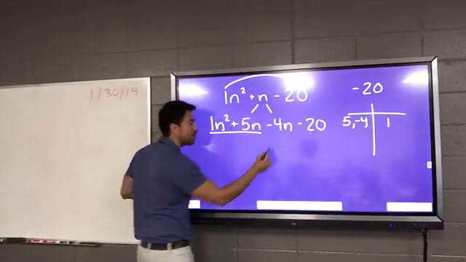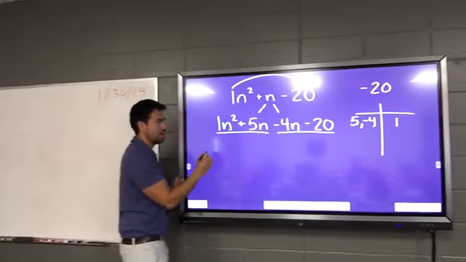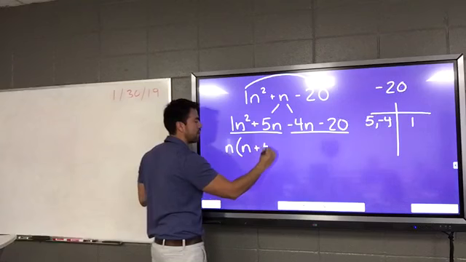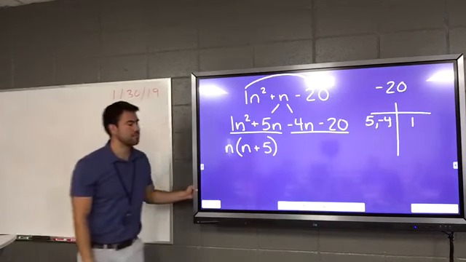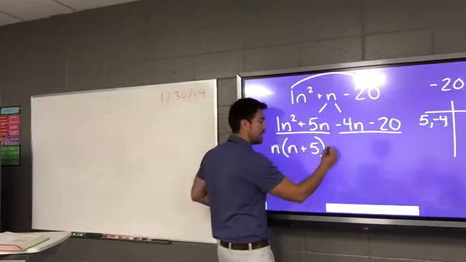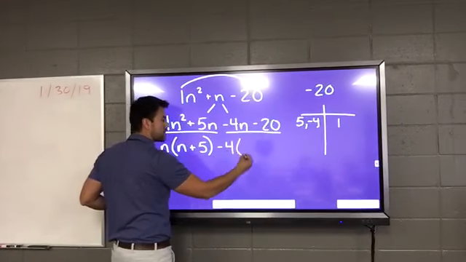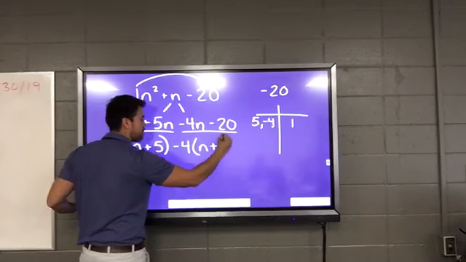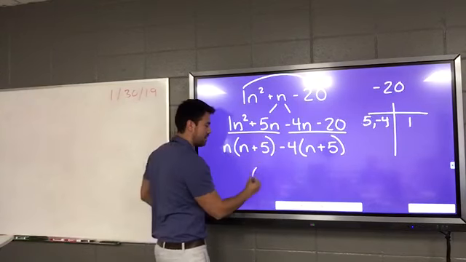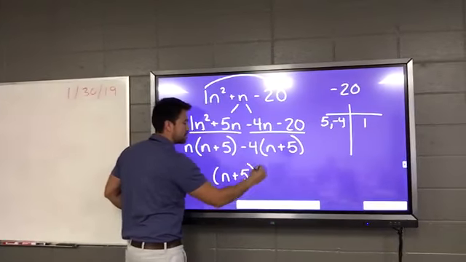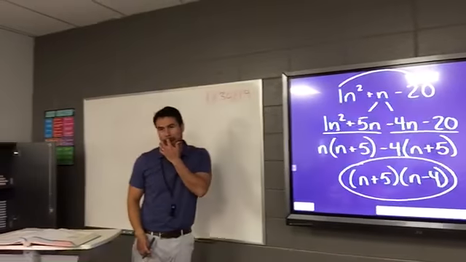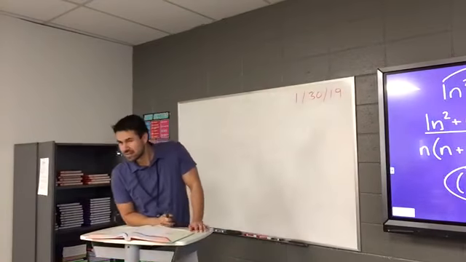What's the GCF here? Let's start with the first. 1n, I'll just put n. And what's left behind? N plus 5. And then, what comes out of the second set? Negative 4. And what's left? N plus 5. So what comes out of both of these? N plus 5 times n minus 4. Ta-da! Does it work? Always.